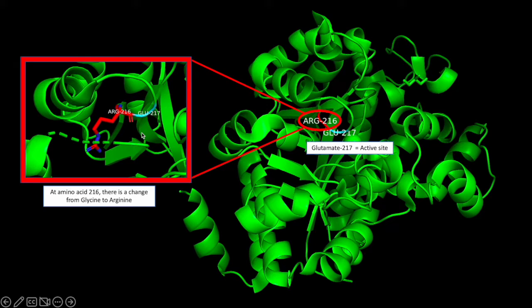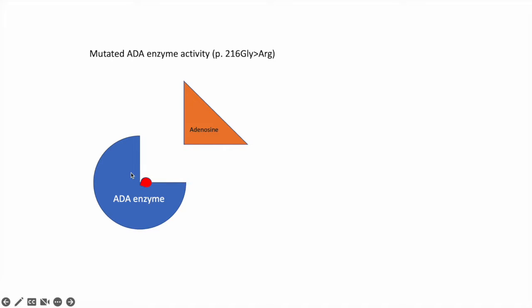And as you can see before, the arginine has a much larger side group, meaning it is likely to have a significant impact on the structure of the protein. Additionally, glycine was considered a non-polar amino acid, whereas arginine is considered a polar amino acid. And this, again, will impact the structure and function of the ADA enzyme. As you can see, we have the red color depicting the mutation in the active site. Specifically, it is right next to the active site, which is glutamate 217.